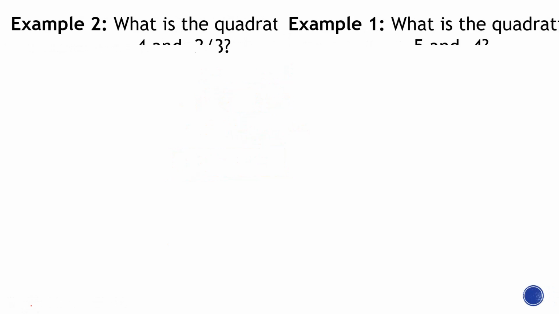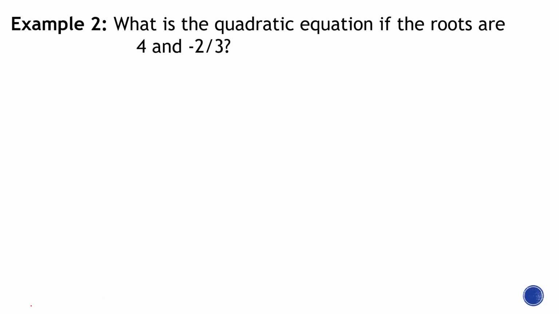Let's have another example. This time we have a fraction. So let's begin with x equals 4 and x equals -2/3. With x equals 4, the equivalent binomial of that is obviously the opposite of 4, which is negative, right? So it would be x minus 4. Now with a fraction, the first thing we will do here is to put this 3 beside x. So that 3 becomes the numerical coefficient of our x. So this will be 3x, and the opposite of -2 is +2.